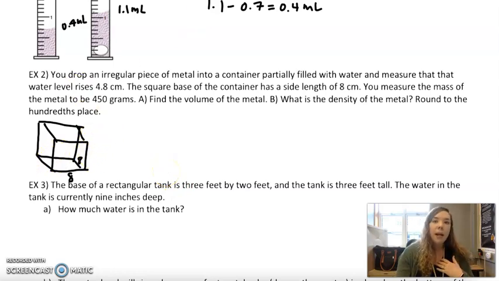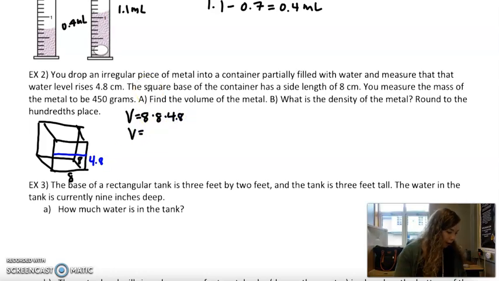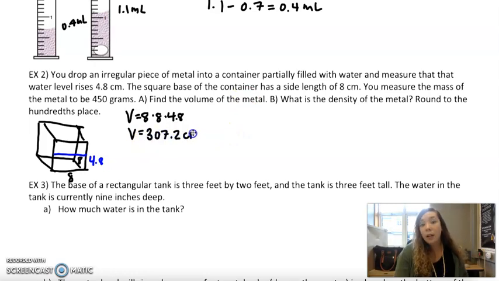So if I have 8 by 8, but my water level is rising that 4.8, I can find the volume that it was changing by multiplying those 3 together. So I'd have 8 times 8 times 4.8, which is 307.2. So now it's in a volume amount. So that was part A, find the volume of the metal.